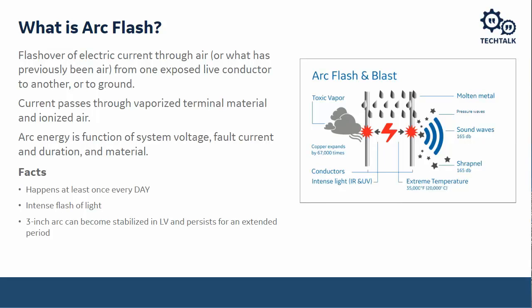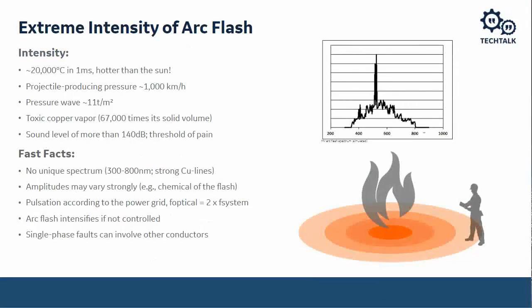These happen quite often, and they're very intense. That intensity is something pretty amazing. We can get up to about 20,000 degrees C, which is hotter than the surface of the sun. There's a huge pressure wave that can produce projectiles, toxic vapors, and intense sound. This is a major event. I'm sure you've all seen videos online or in safety presentations of arc flashes. So it's a pretty powerful event.